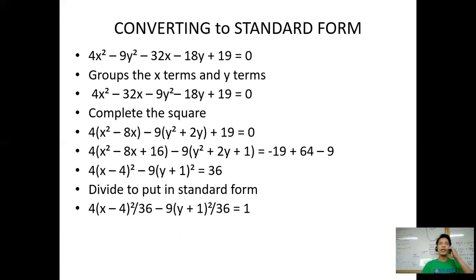So mangyayari, x minus 4 raised to the power of 2 over 9, yun na po yung a squared natin, si 9. Samantala, dito naman is 9 over 36 is 1 over 4. So kung 1 over 4 siya, ang b squared natin is si 4. So paano natin ngayon yun makukuha? Yan. x minus 4 squared over 9 minus y plus 1 squared over 4 equals 1. Yan. So yun na po yung ating magiging standard form.